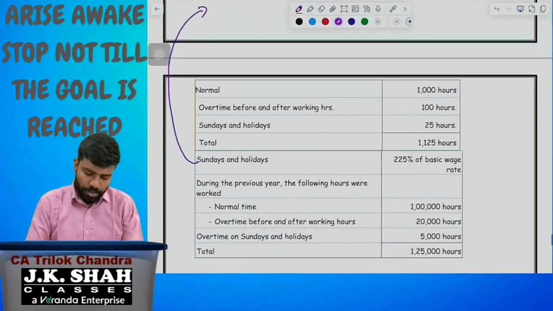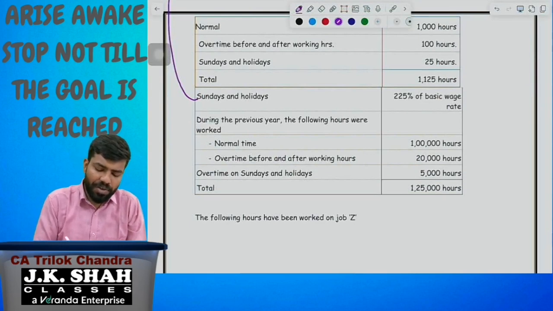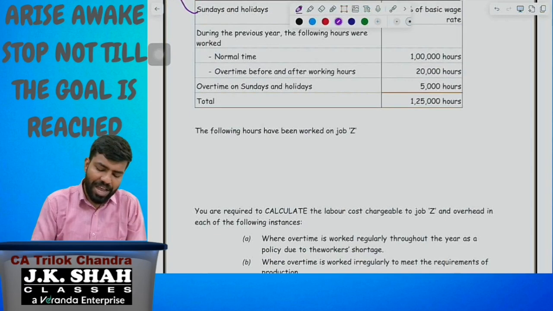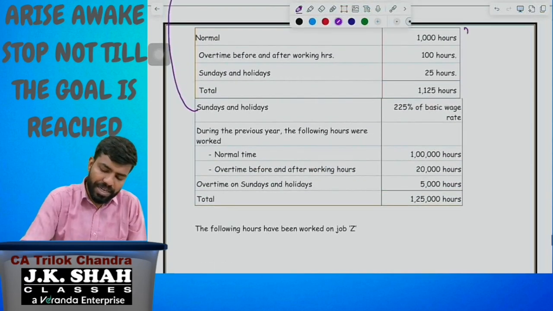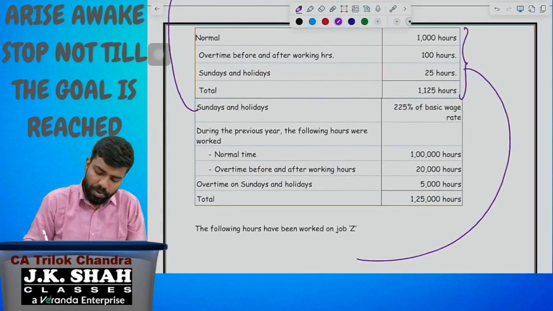Now, during the previous year, the following hours were worked. Normal time 1 lakh hours. Overtime before and after working 20,000 hours. Overtime on Sundays and holidays 5,000 hours. Totally 1,25,000 hours. The following hours have been worked on job jet. This entire information, this table should come down here.